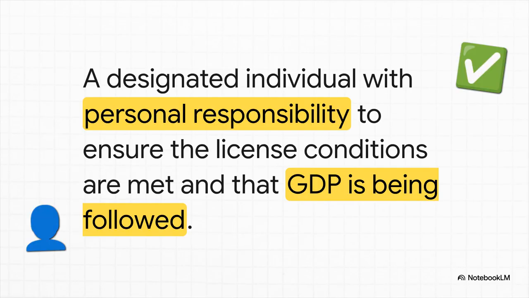Now, inside this system, there's one specific role that carries the ultimate accountability, the responsible person, or RP for short. This is the individual who is legally designated to oversee the whole quality system and make sure that GDP principles are being followed to the letter right across the organization.